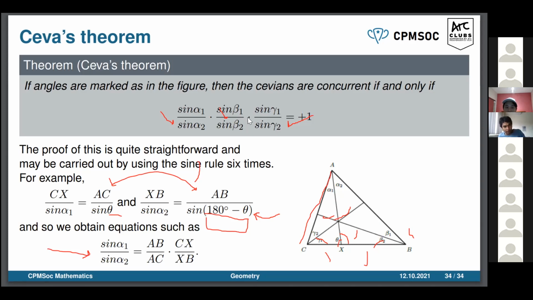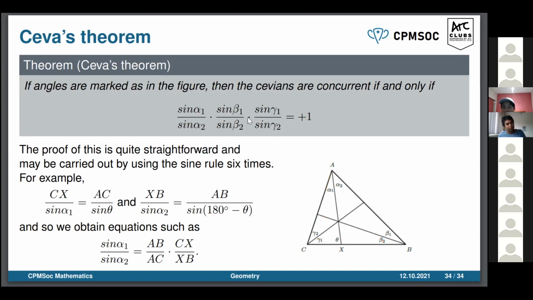And actually, you can make it equivalent to Ceva's theorem itself. So these AB over AC stuff will also cancel out, but the CX over XB will make it equivalent to the regular Ceva's theorem. Okay, that is a quick outline of how the proof works.